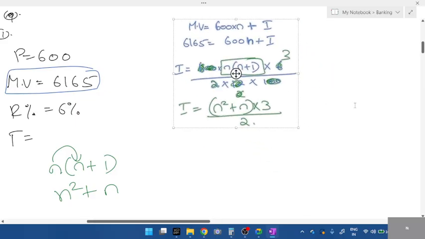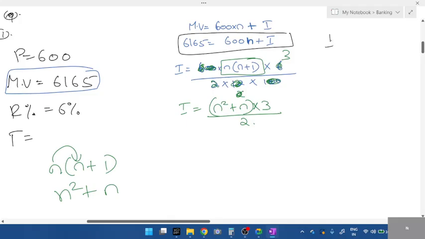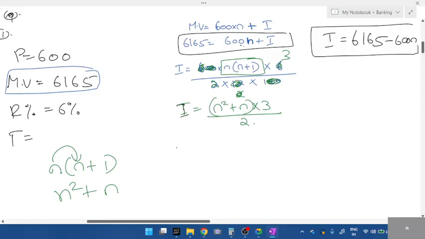I value is not given, students. So what we do is, from this first equation, if I want to take I value, what happens to 600N? 600N goes to the other side, right? It becomes 6165 minus 600N. This equation is what we get for I. Now in the left hand side we have I, right? Substitute this equation. 6165 minus 600N is equal to N square plus N into 3 divided by 2.